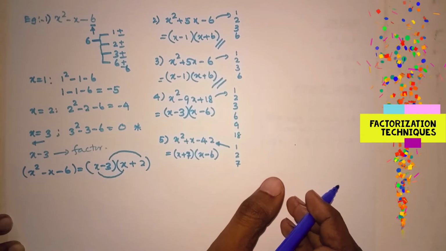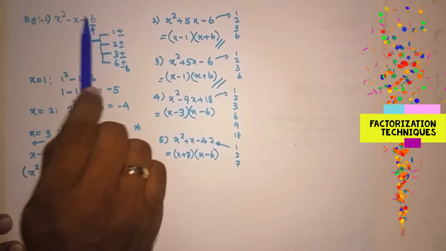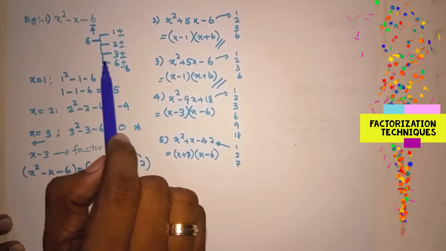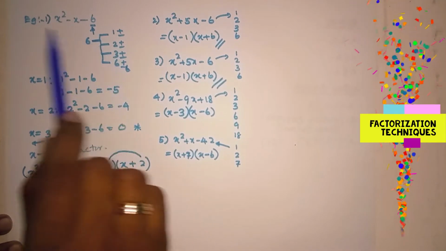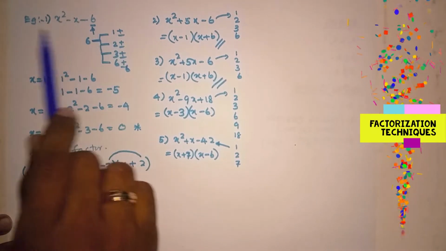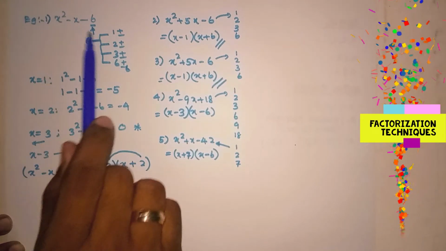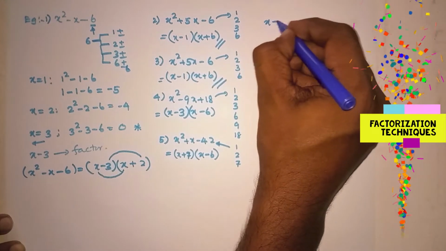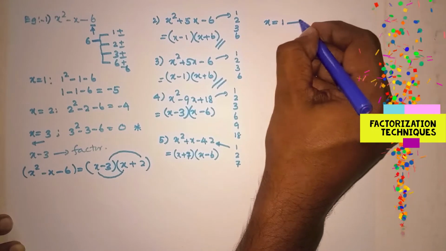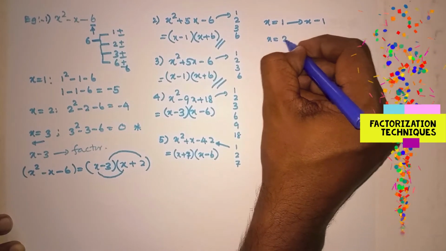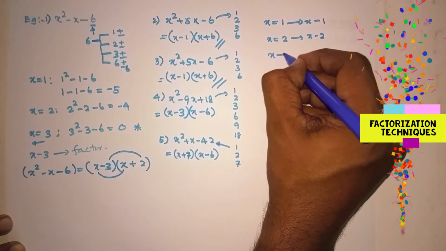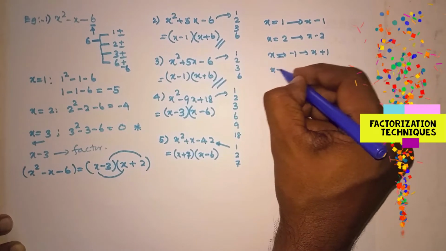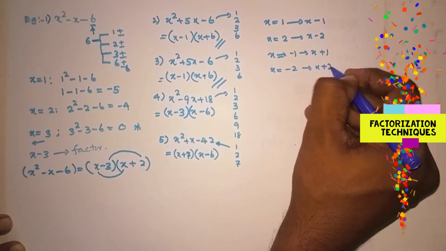So, summary: first you check the constant term and get its multiples. You put them one by one into the expression. If you get 0, then you can get the factor. When you put x equals 1 into the expression, if it is 0, the factor will be x minus 1. When you put x equals minus 1 and get 0, the factor will be x plus 1. When you put x equals 2, the factor will be x minus 2. When you put x equals minus 2, the factor will be x plus 2.